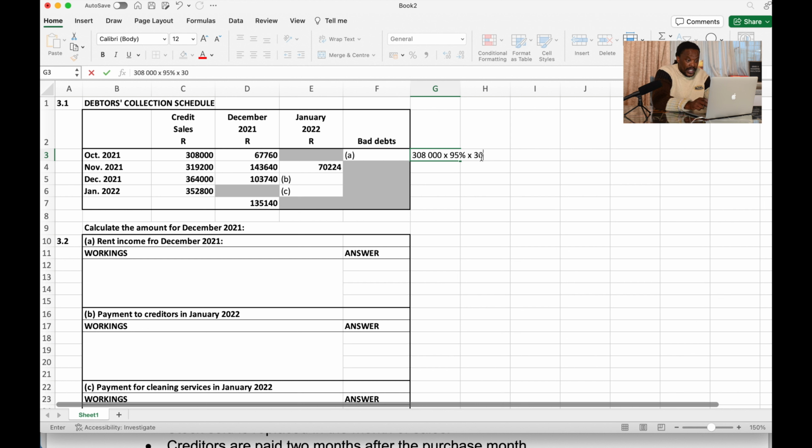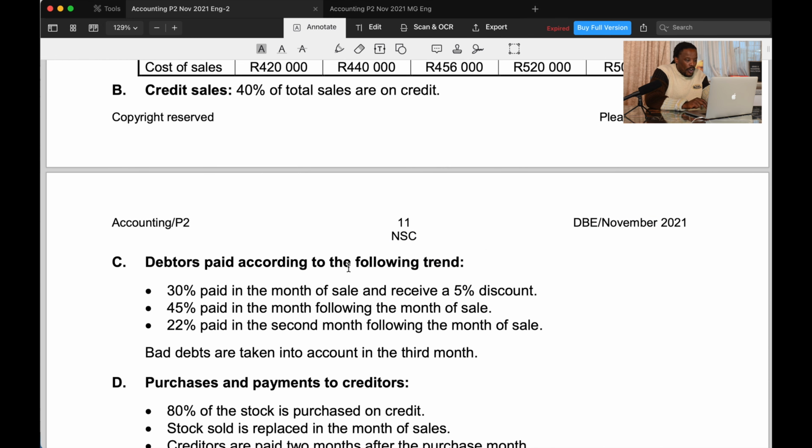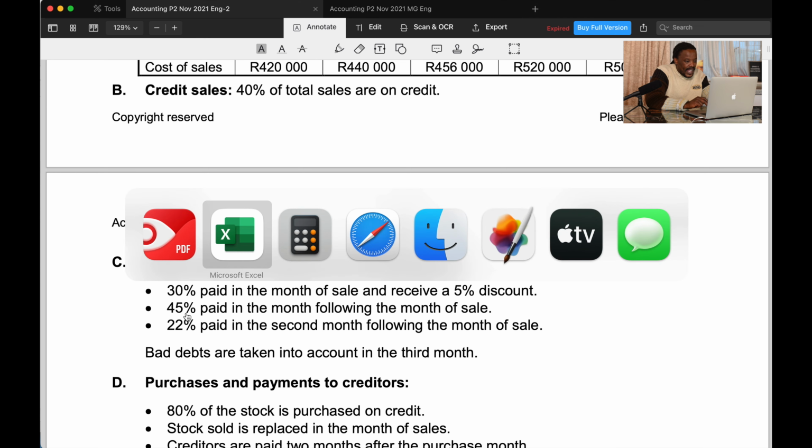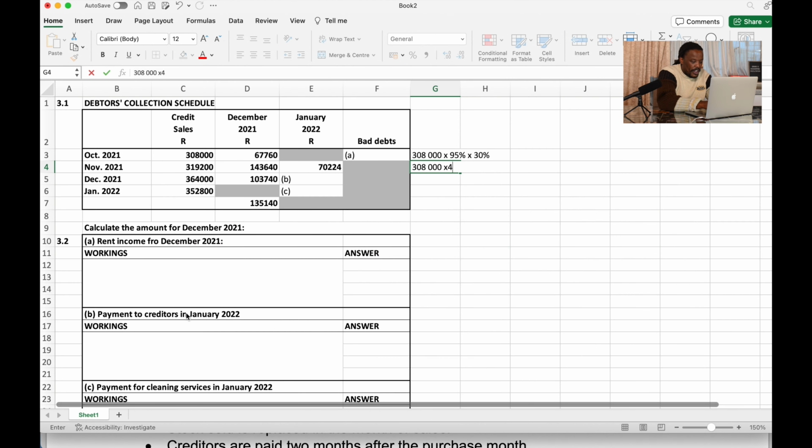95% because we took advantage of the 5% discount, and this transaction was supposed to be recorded in October. But when we check here, we have December, we have January. This does not apply. And then the very same 308,000 again. What is the trend the next month? A month after the date of sale, it was 45%, and you record that 45%.